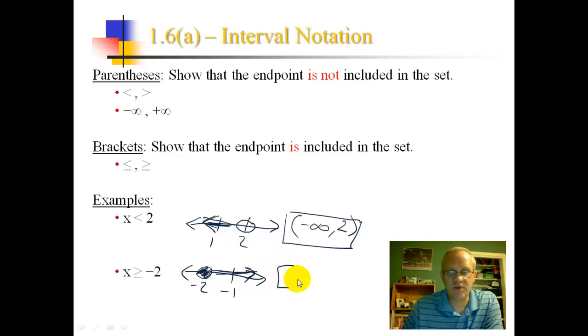Okay, so I'm going to use a bracket here. And then I've got the endpoint, there's negative 2. So I've got the bracket and the negative 2. That means that negative 2 is included. That's why it gets filled in.